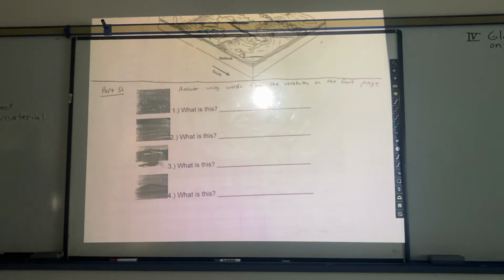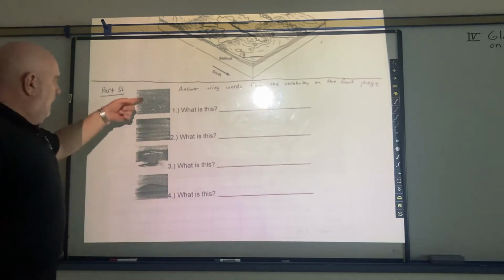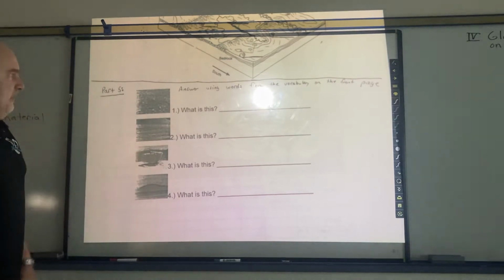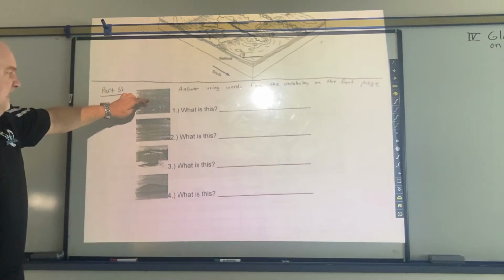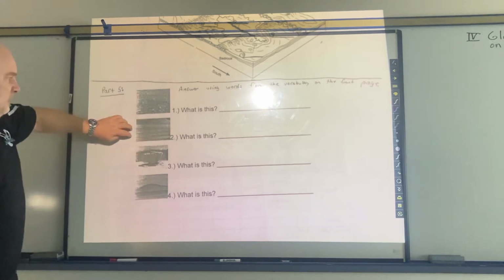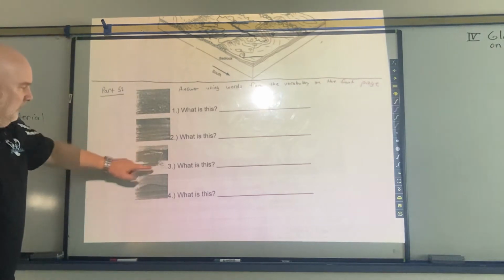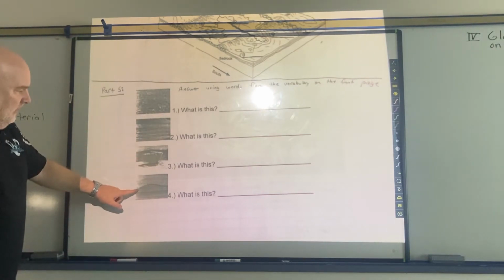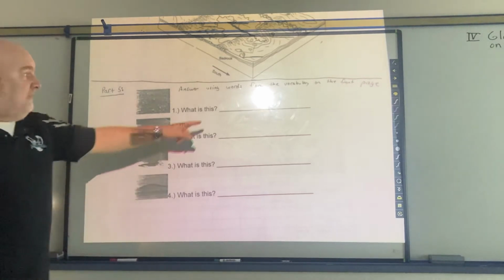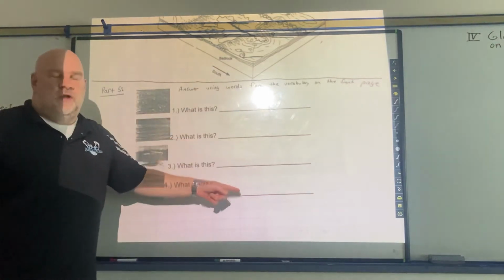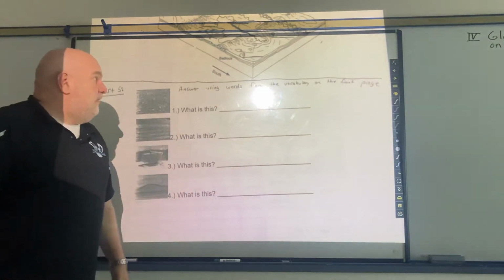Right here are just some pictures of some various glacial features. So here I have a bunch of different sized particles all mixed together. Here I have a bunch of scratches. Here I have a big boulder. And here I have an oval shaped hill where one side's steeper than the other. But anyway, so you have to figure out what the name of these features are from the vocab on the front.